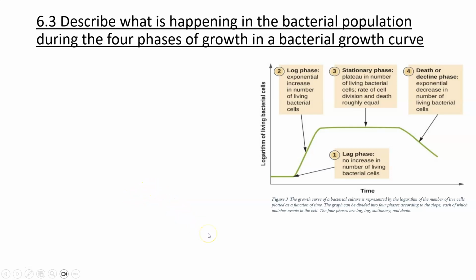The last thing I want to talk about in relation to bacterial growth is what we call a bacterial growth curve. So our learning outcome is describe what is happening in the bacterial population during the 4 phases of growth in a bacterial growth curve. Now, this is something that we can do in the laboratory, and we do it for experimental reasons for all different things, but bacteria grow this way in natural populations too. So the natural way a population of bacteria grows, we call this a growth curve.